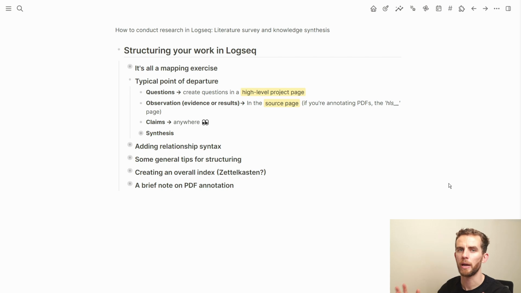And your claims can go anywhere really. So your claims might be written in your high-level project page, or you could have claims written by the author in those source pages, and that could be like a helpful way for you to differentiate. Again, that's a bit more of an open thing, and yeah, there's no hard and fast rule there. It really is a matter of feeling it out.